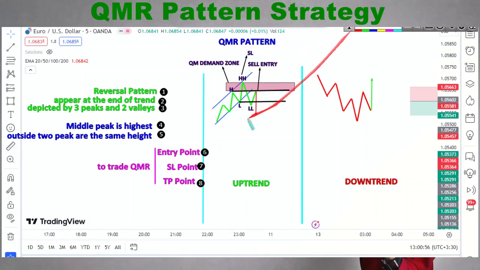Okay, and TP1 is the low point. TP2 is lower low. So L is TP, take profit 1, and TP2 is the lower low point.